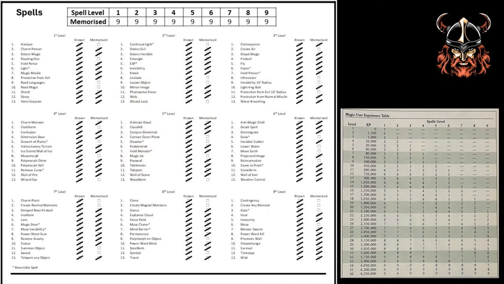But let's first look at Felonius' spellbook. We can see that he knows every spell there is to know. He can also memorize 9 spells of each level each day. And that's not even taking into account what other magical wands, staves, and scrolls he might have available to him.